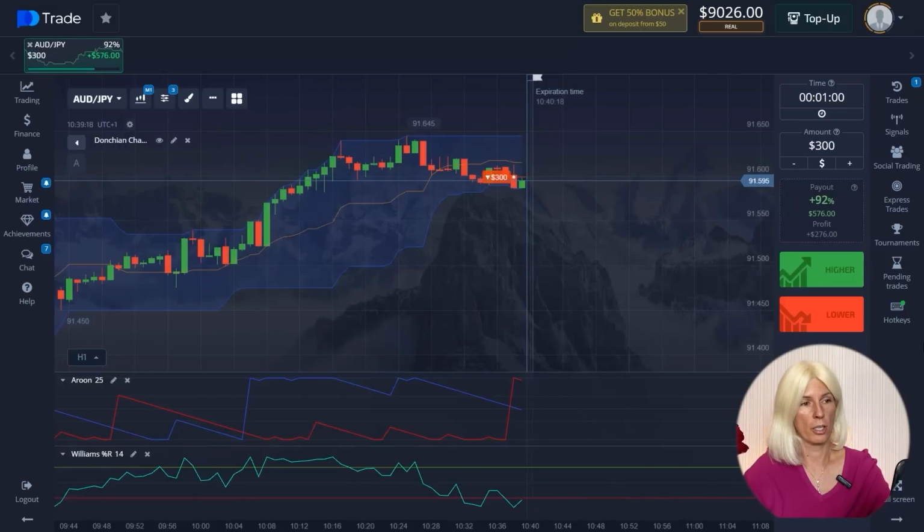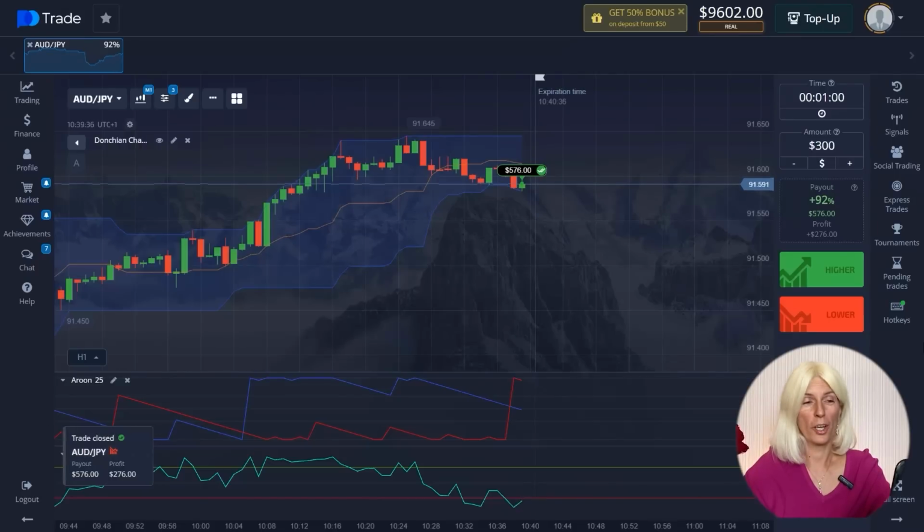As you can see on the chart, our assumption turned out to be correct. The price really went down and even managed to shift the lower limit of the downtrend indicator. And now the time of the trade has ended, and we have the first profit of $276. Now we can start.